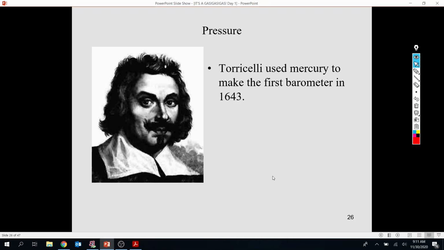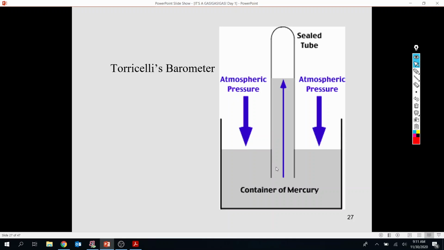Let's continue our discussions about pressure. A gentleman named Torricelli was the first one to actually create a tool used to measure pressure, and that was a barometer, in 1643. What he did is he took a tube that was sealed at one end, completely filled it with mercury, and then turned it over into a small dish of mercury. Well, some of it dropped out, creating a vacuum at the top.